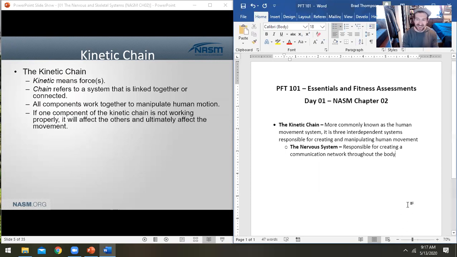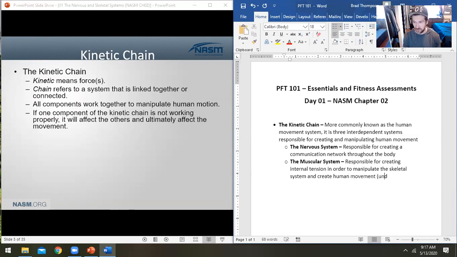Throughout the body, the muscular system, which is responsible for creating internal tension in order to manipulate the skeletal system and create human movement. And it is under the control of the nervous system.